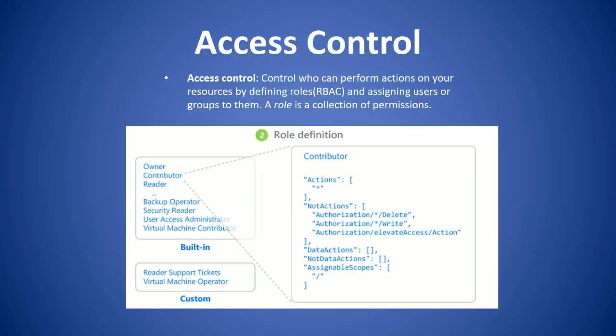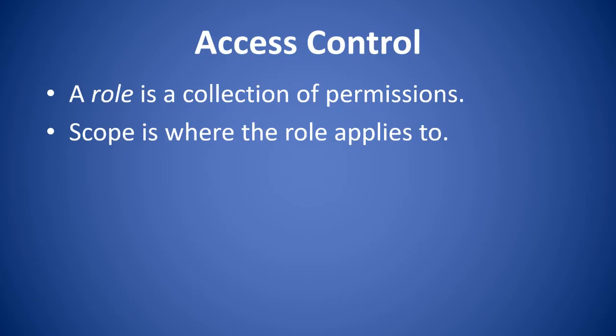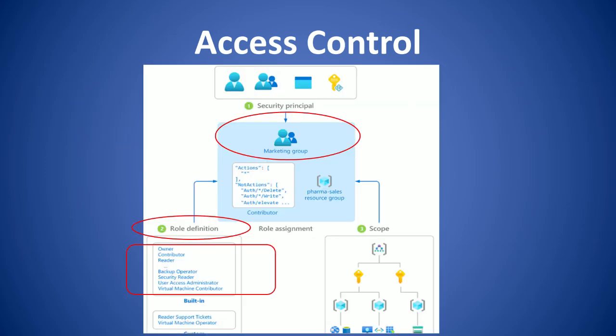So what is access control? Basically, with access control, we can control who can perform actions on our resources by defining roles and assigning those roles to users and groups. A role is nothing but a collection of permissions about who can do what actions could be performed. A role is a collection of permissions, and scope is where the role applies, how many users or groups the role applies to. So the access control is applied on a principal. A principal is maybe a user or a group.